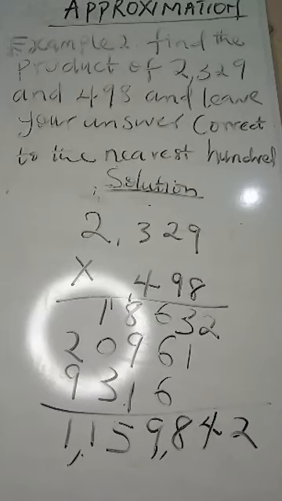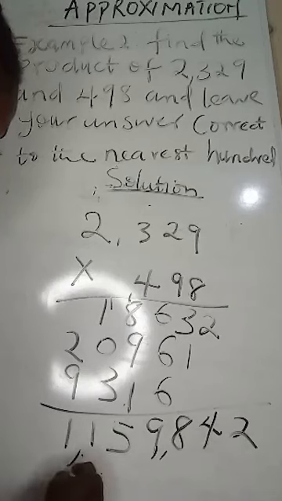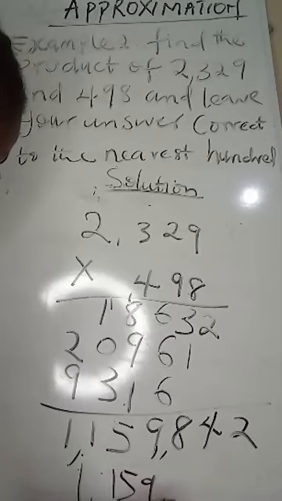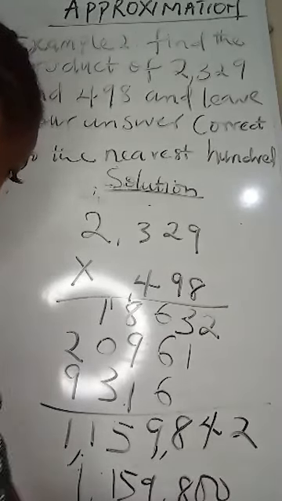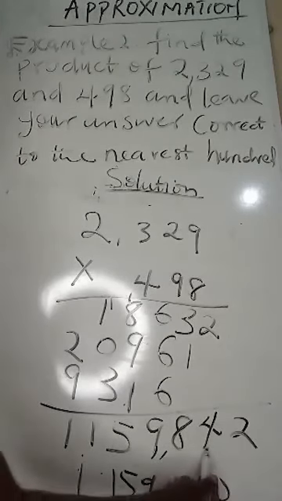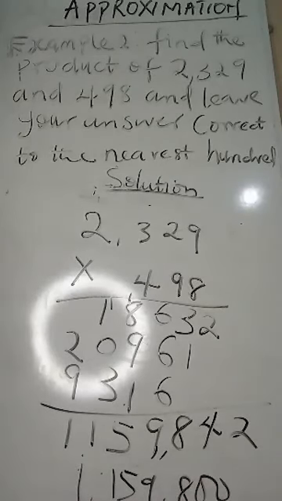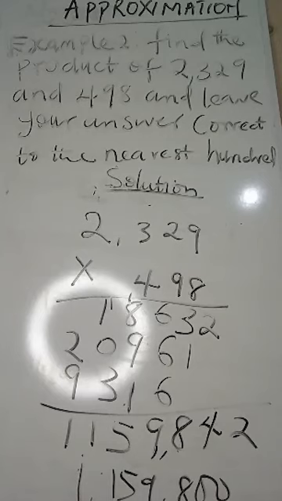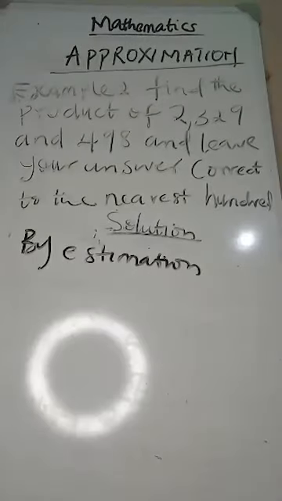We have 1,159,842, and we are asked to write our answer to the nearest 100. So our answer to the nearest 100 is going to be 1,159,800, because had it been that the 4 is up to 5, we would approximate it to 1, making it 9. But from here below is tens. So this is where 100 stops. Our answer is 1,159,800.